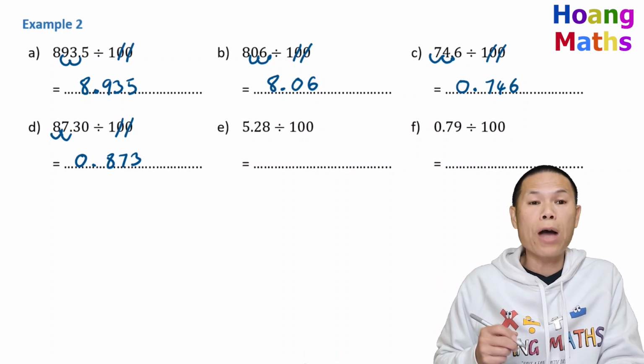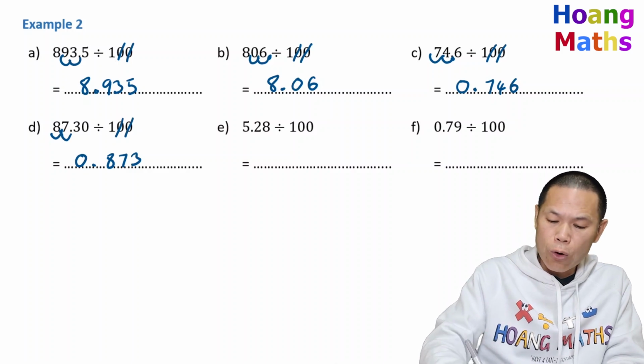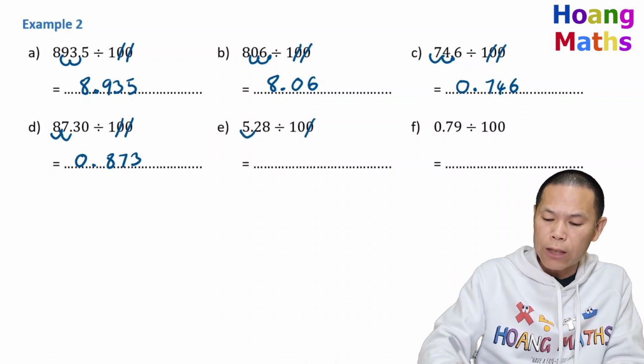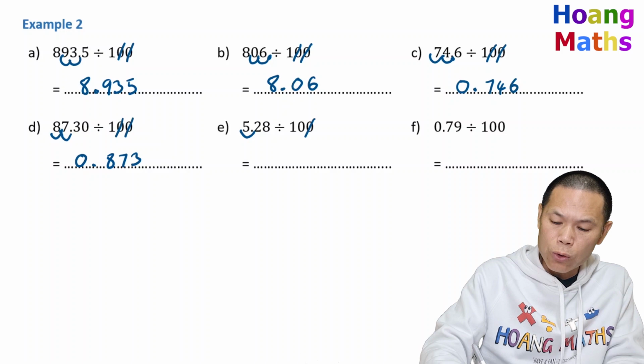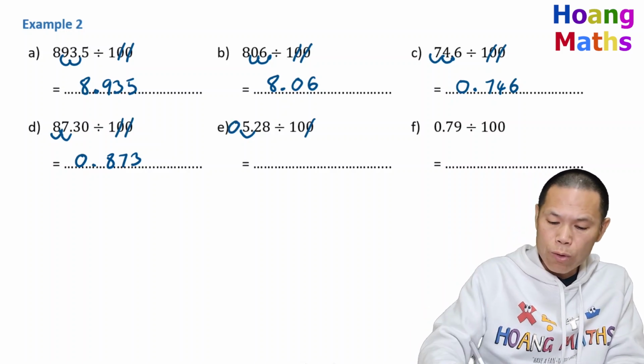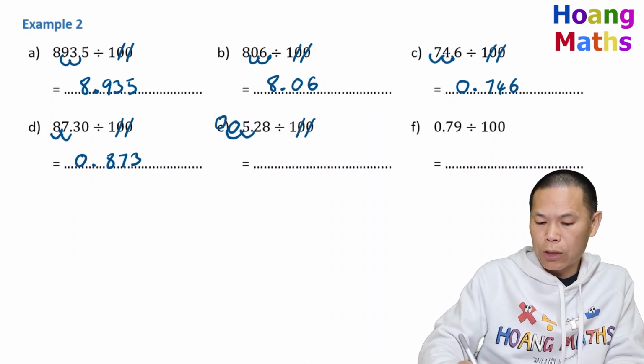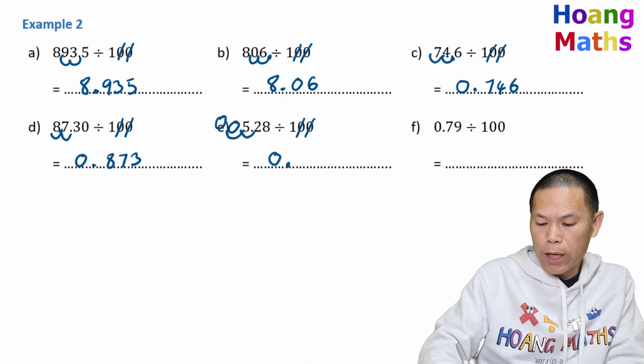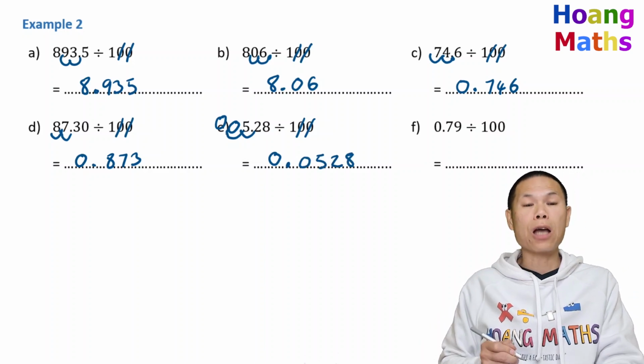So 5.28 divided by 100. Of course, we move 1 to the left, we cancel. And then we can, of course, write 0 in front here. And then we divide by 10. We move 1 more time to the left, we cancel and put a 0 here. So that becomes 0.0528. So there you go.